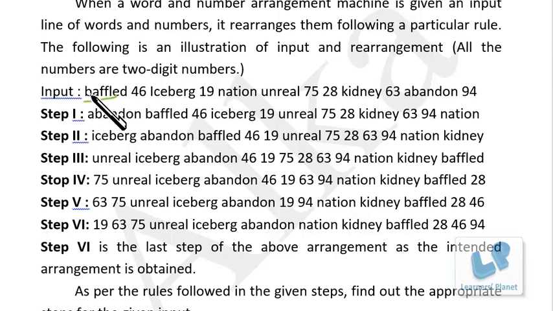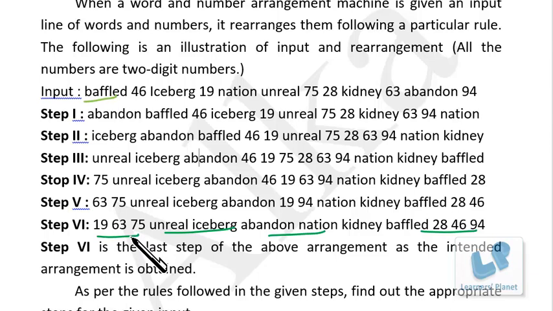Now over here, some numerals are there, some numbers are there, and some words are there. So this is the input, and step 6 is the output. Here you just have to see what exactly this arrangement is, right? Some number before the word, some number after the words. Whether you can see any sort of similarity among these numbers, if you concentrate: it is 19, 63 and 75, all of them are odd numbers, right?